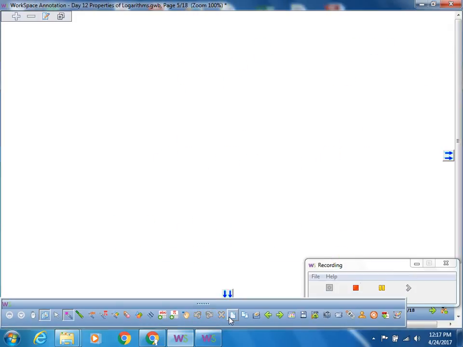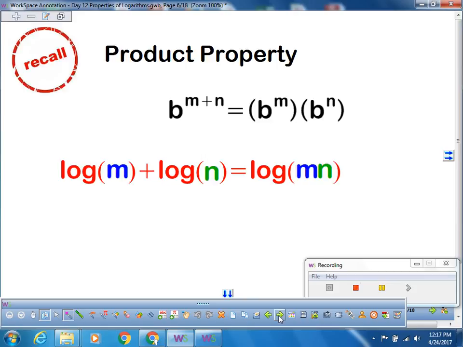Okay, one more property. So here it is. If I see a plus sign in between logs, I can put those two logs together, right? Or if I see two logs together, I can separate them by turning them into two different logs. Make sense?